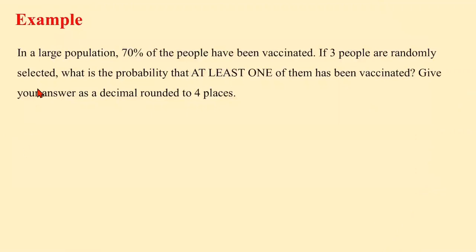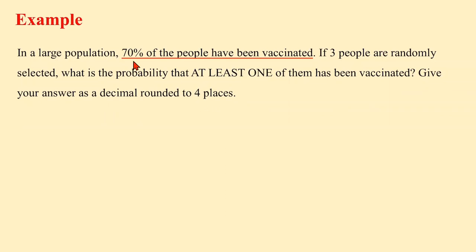Here is the example. In a large population, 70% of the people have been vaccinated. So this is one piece of information given. If 3 people are randomly selected, what is the probability that at least one of them has been vaccinated? Give your answer as a decimal rounded to 4 places.